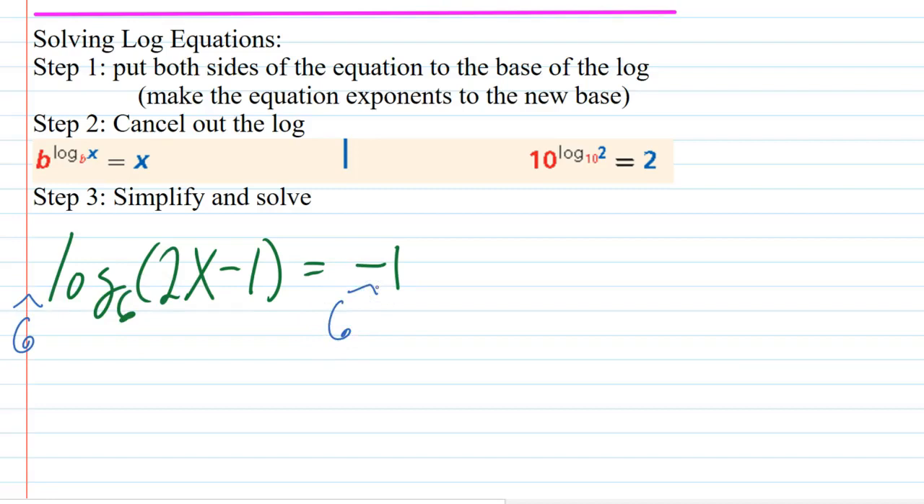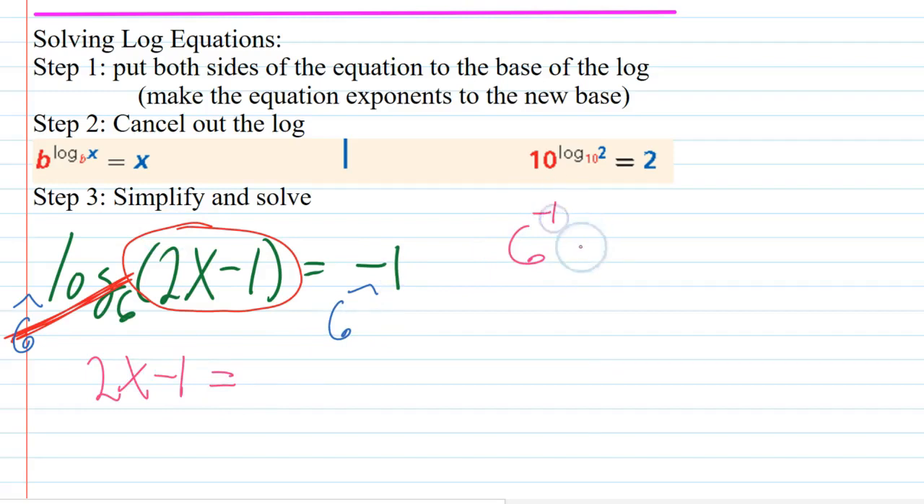Now step number 2, because I have 6 to the power of log base 6, then the 6 and the log base 6 cancel out, leaving whatever was left in the log. So that's going to give me 2x minus 1 is equal to, and I have 6 to the power of negative 1. What is 6 to the power of negative 1? 6 to the power of negative 1 is simply 1 over 6. Remember, the negative exponent flips your number.